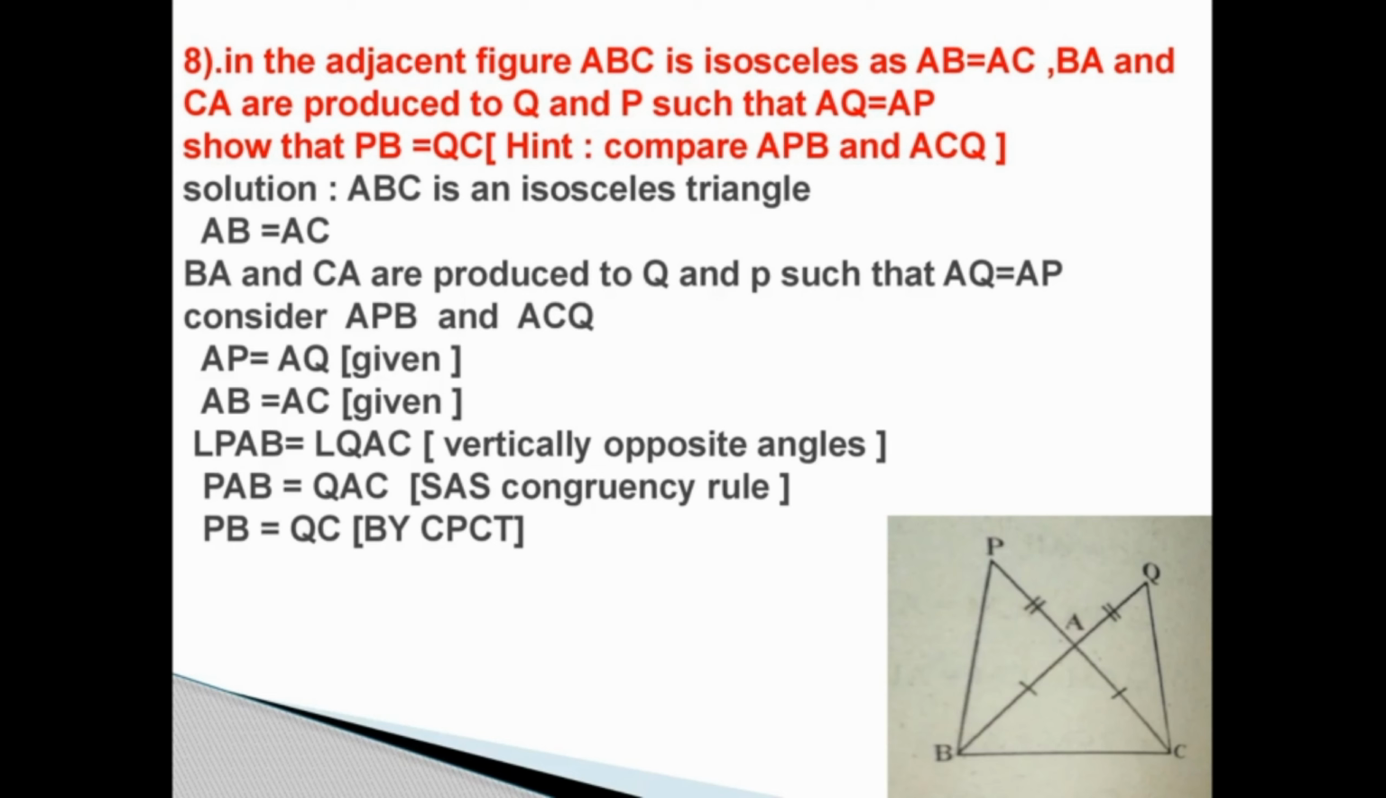Solution. ABC is an isosceles triangle in which AB is equal to AC. BA and CA are produced to Q and P such that AQ is equal to AP. Consider triangle APB and triangle ACQ in which AP is equal to AQ, which is given, and AB is equal to AC, which is given. Also, we know that angle PAB is equal to angle QAC since vertically opposite angles are equal. Therefore, triangle PAB is congruent to triangle QAC by SAS congruency rule. Therefore, PB is equal to QC by CPCT.